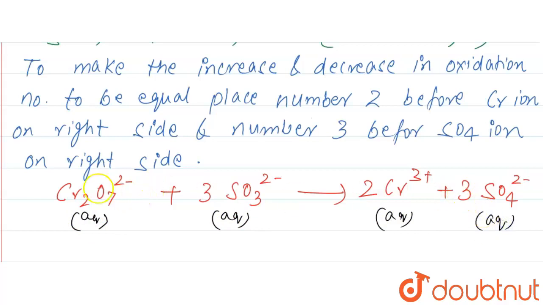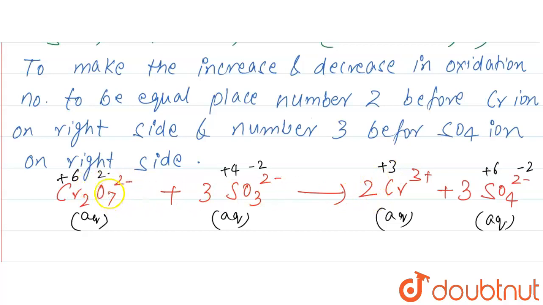Just check it once. This Cr is +6, oxygen is 2 minus, this sulfur is +4, this oxygen is again -2, this chromium is +3, and this sulfur is +6, and again this oxygen is -2. Okay, so we can check for chromium: for 1 chromium it is +3, so for 2 chromium it is +6, it is equal.